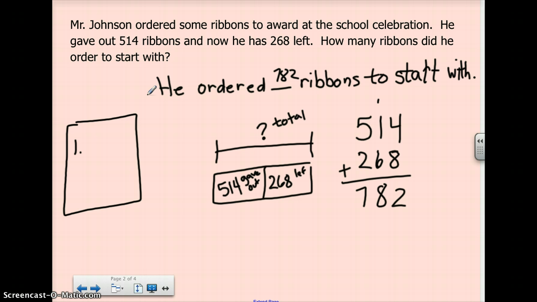Writing this statement also really helps the kids with checking to see if their answer is reasonable. So they go back and they think, okay, does it make sense for there to be 782 ribbons that he started with, and then he gave 514 away and 268 left? That makes sense. So it's reasonable. So the only step that they had to do was sum and sum more.